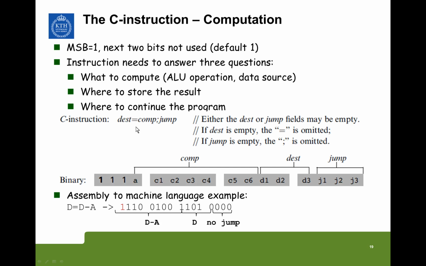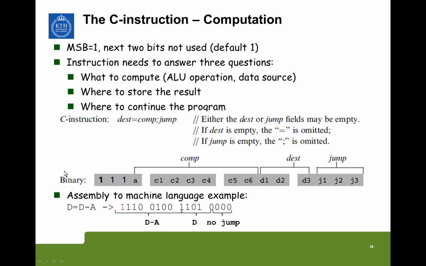So this is the general syntax of a C instruction: destination equals the result of a computation, and an optional jump. We may skip the jump if the program has to continue with the next instruction anyway. We may also skip the destination if the result of the computation does not need to be stored, but only used to decide whether a jump is needed or not.